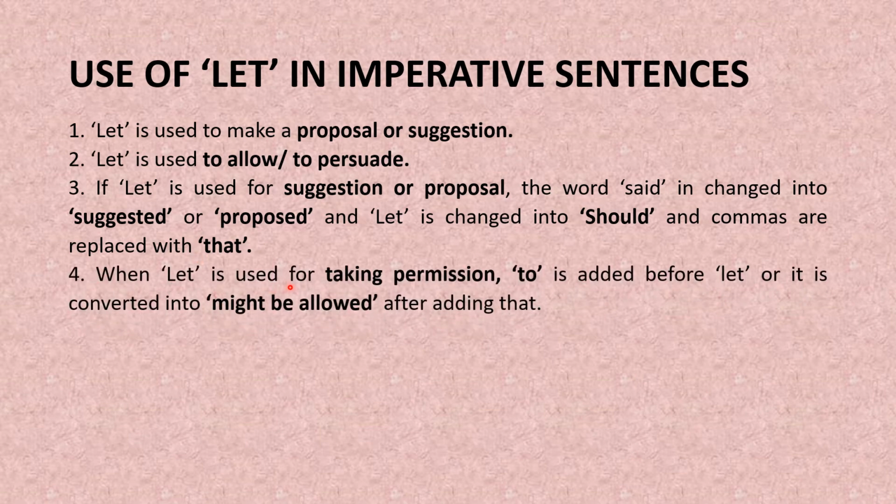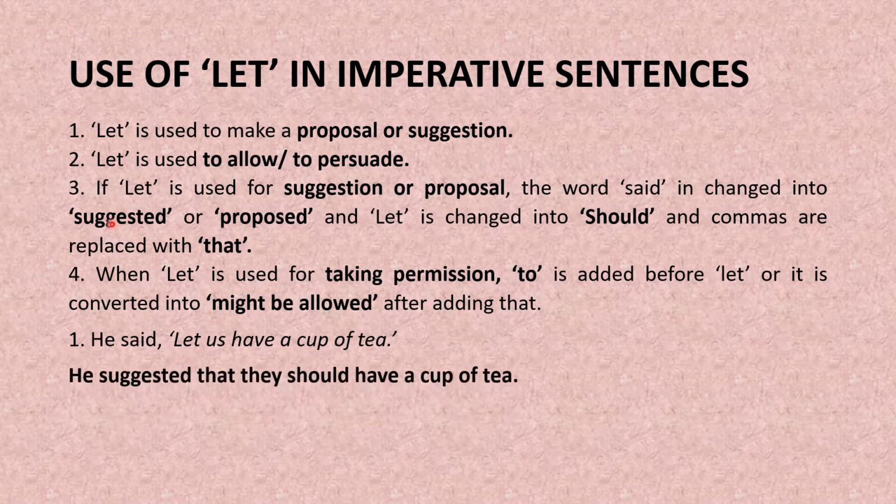In case let is used for taking permission, to is added before let, or it is converted into might be allowed after adding that. See the example. He said, let us have a cup of tea. Look at point number 3. It says that if you have suggestion or proposal, then said is changed into suggested or proposed. So we shall convert this sentence following rule number 3. You say, he suggested that they should have a cup of tea.